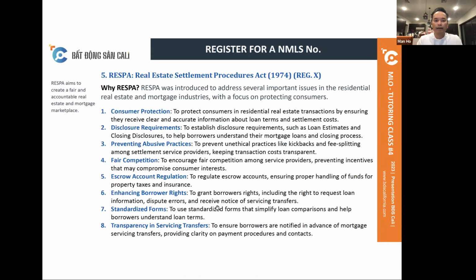Okay, why RESPA? RESPA was introduced to protect the consumer, to provide all the required disclosures, prevent abusive practices, make sure there's fair competition, and regulate escrow accounts. We talked about the escrow account several times. It enhances borrower rights, protects the borrower, and standardizes all the forms. Okay, make sure all the forms are the same, and servicing transfers are transparent. We talked about that. Everything needs to be clear and fully disclosed.